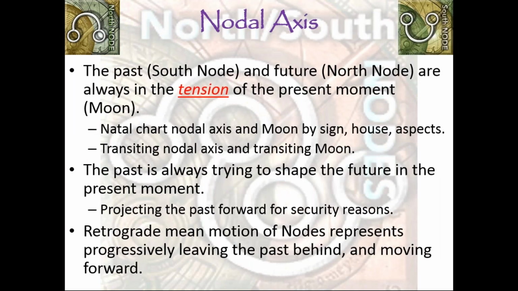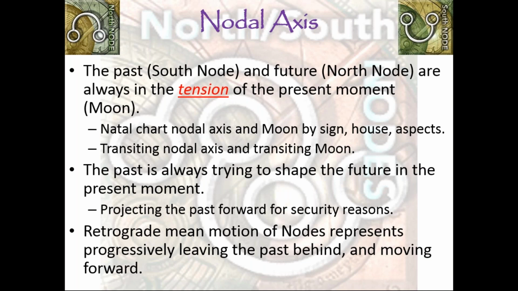Here's the slide I thought of. The past and the future are always in the tension of the present moment. Past, South Node; future, North Node; tension of the present moment is the Moon. Now, this is active in the natal chart for a lifetime. You look at where the natal South Node, North Node, and Moon are, and add on sign, houses, and aspects. This is also true with the transiting nodes and transiting Moon at any moment.